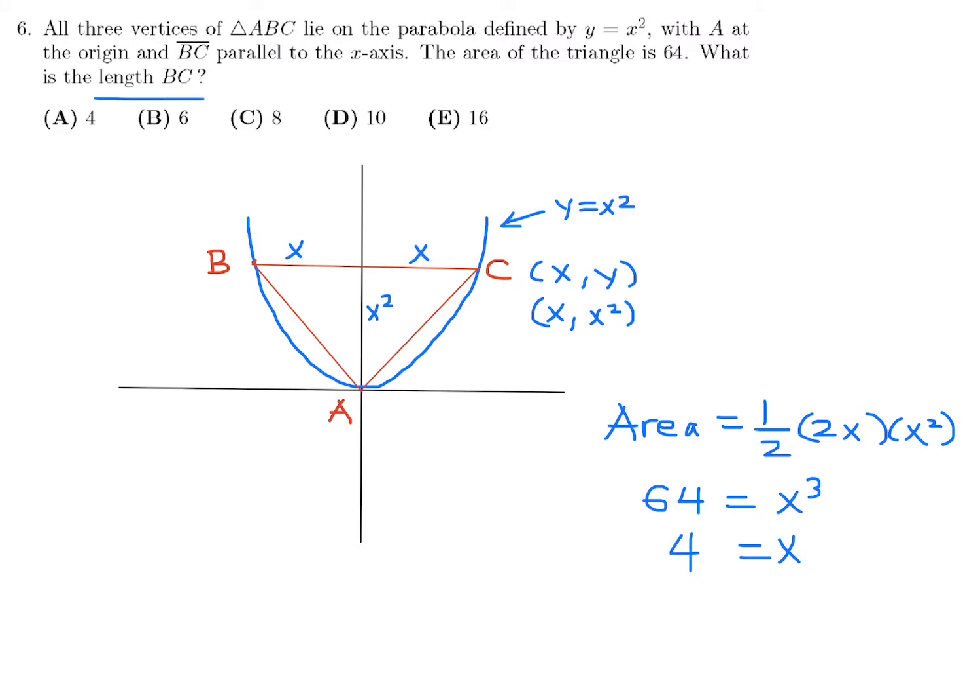They want you to find the length BC. Well, BC is from there to there. BC is 2x, and x is 4, so that's 8. So number 6, the answer is C.